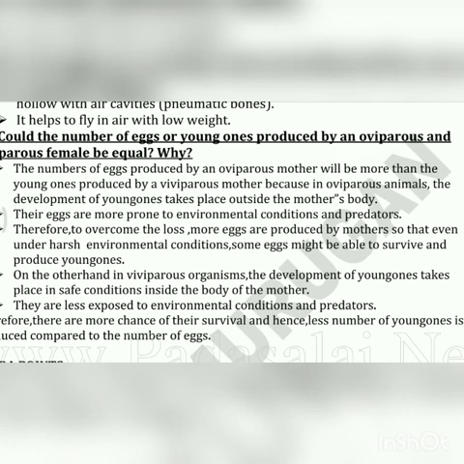On the other hand, in viviparous organisms, the development of young ones takes place inside the safe condition of the mother. So they are less exposed to environmental conditions and predators. Therefore, there is more chance of their survival and hence fewer young ones are produced compared to the number of eggs. So this question is very easy. If you understand it, you can write.